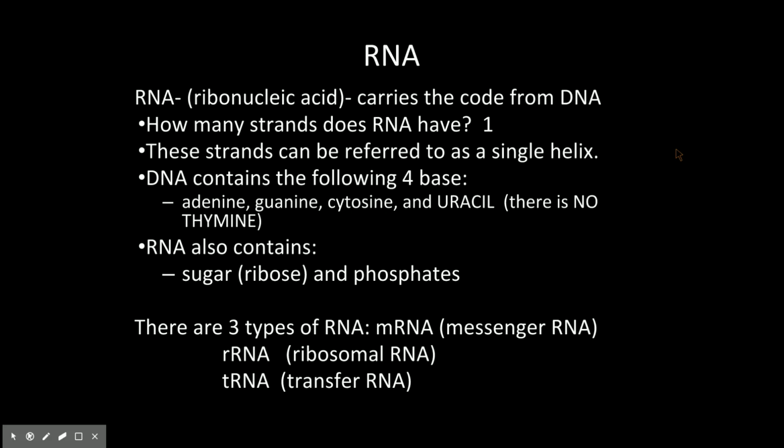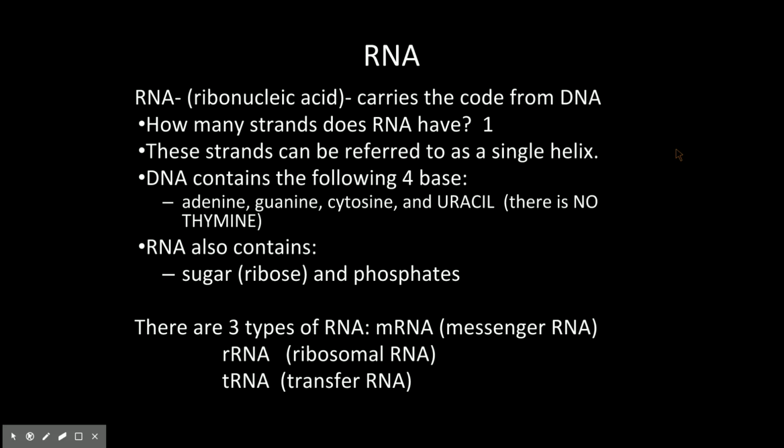RNA has 4 bases as well. It does have the A, G, and C, so the adenine, the guanine, and the cytosine, but we don't have thymine. Thymine is missing. Instead of thymine, we have uracil in its place. So G and C still pair up. Guanine and cytosine will still pair up. Adenine now, instead of pairing up with thymine, will pair up with uracil, and we'll see some examples of that later. RNA also has a sugar and phosphate backbone, so the phosphate part is the same.